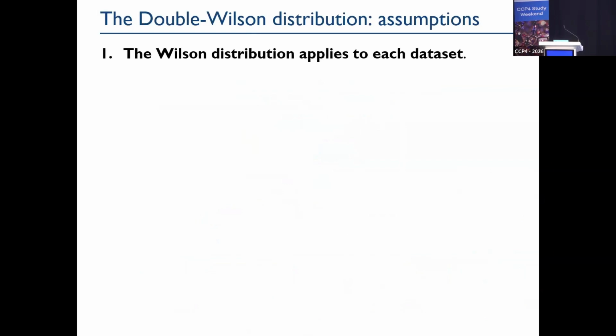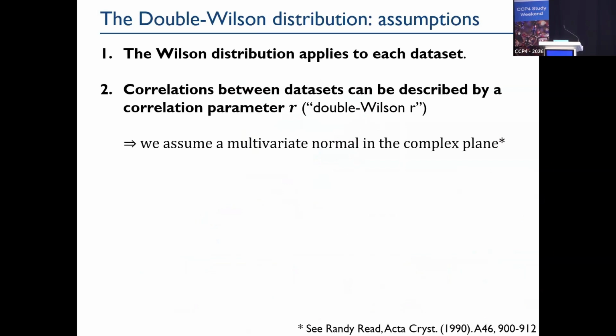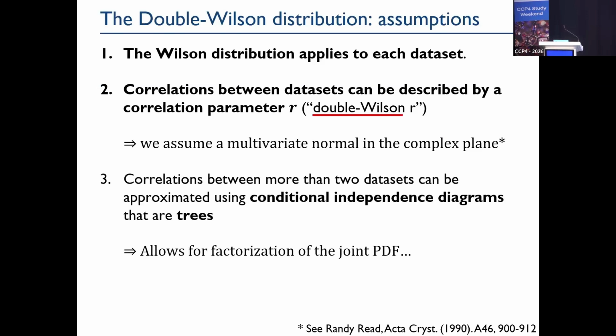So colloquially in our group, we've been calling this the double Wilson distribution because essentially we started looking at pairs of data sets. We assume that the Wilson distribution applies for each separate data set. We assume that we can describe the correlations between different data sets using a single correlation parameter. It's a simplification, but a useful one. And finally, when we have more than 2 data sets, we can generalize this using something called conditional independence diagrams to construct a joint structure factor amplitude distribution that we can factorize. Yeah, there's some technical details I'm going to skip over.